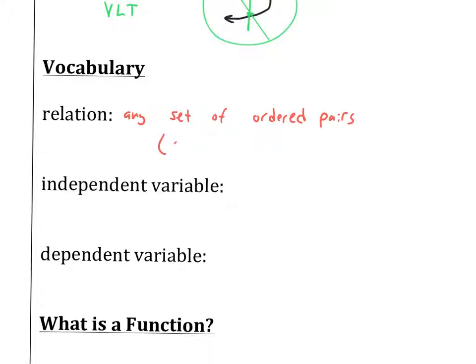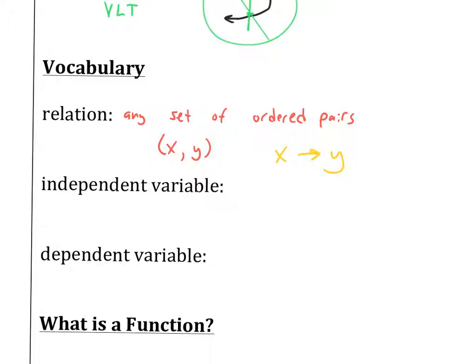Remember, an ordered pair is an X and a Y. So it could be just a 1 and a 3, and that's it. That's a relation. It could be 16 sets. It could be represented by a line, and then you can pull out all the points there. But the ordered pairs are essentially what define it. Some X is being mapped to some Y. There we go. That's what a relation is.